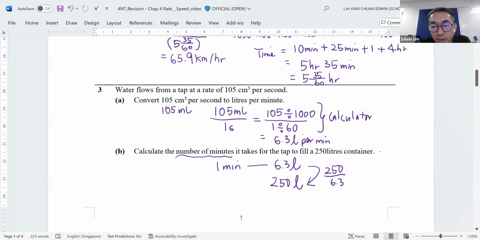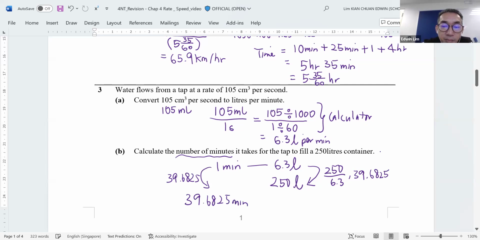All right, I'll get around 39.6825. So I will get the same thing, 39.6825. So I will need about 39.6825 minutes. I can convert to become 3SF. So it will be 39.7 minutes. That's the answer. Right, this is the solution for question number 3.